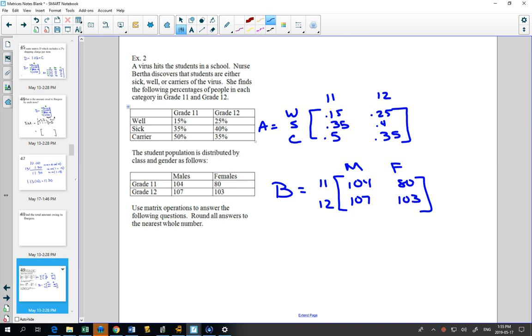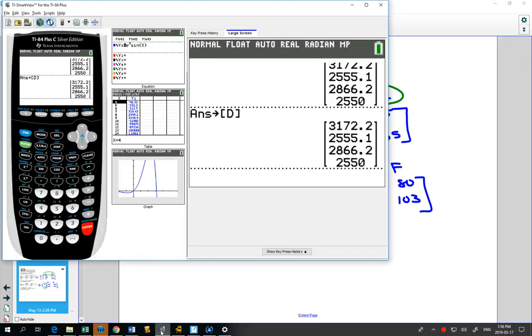Things are nicely set up because you have a column. Notice this column matches this row. That's going to be important. I could have made that chart with grade 11 and 12 and males and females flipped, but then my columns and rows wouldn't match up. I'm going to call that matrix B. So we're going to go to our calculator and enter these all in quickly.